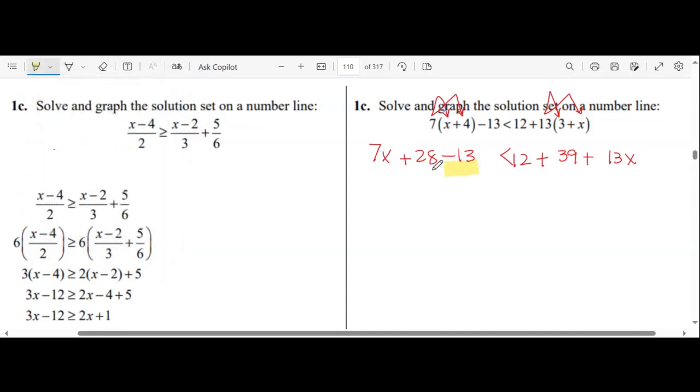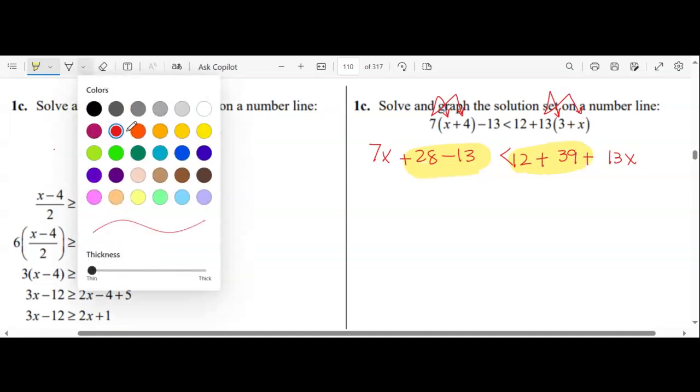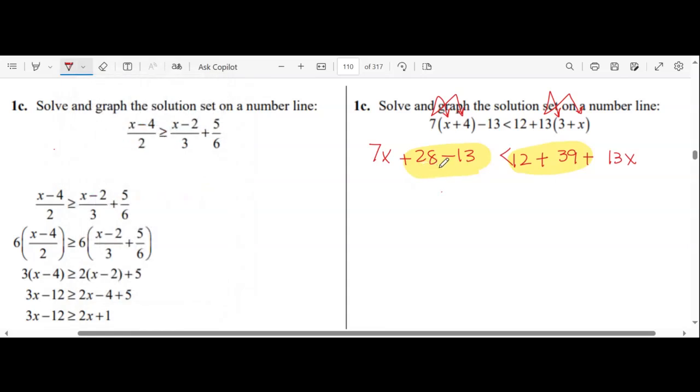What do we do? Combine like terms first, right? So what's the answer? Take away 13 from 28. What do you get? 15. Positive or negative? Positive. And you bring down the 7x. Then 12 plus 39. How much? 51. Plus 13x.